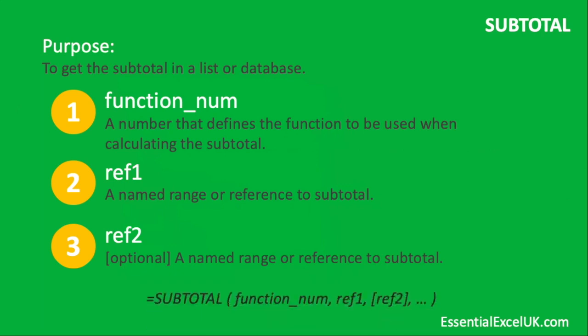And the formula in its entirety for subtotal looks like you see it below. So we've got equals subtotal, the function number. This is going to be a number we use in there to determine what we want the subtotal to be. And then we've got the first reference and an optional second reference and so on. Or we can just add the single reference to a range containing all the values. Okay, so we'll jump over to Excel and we'll go through an example to show you how that works.